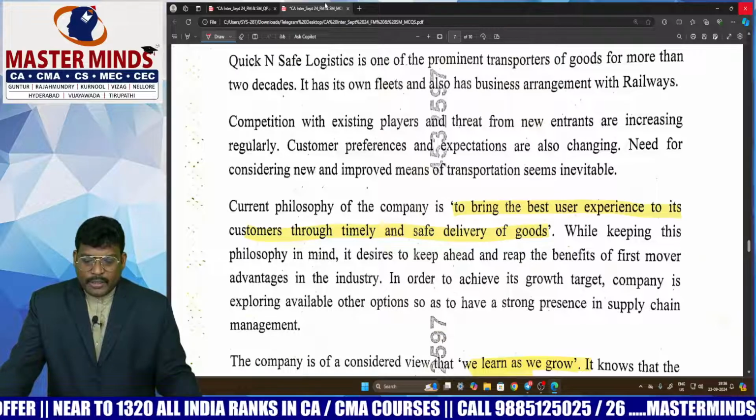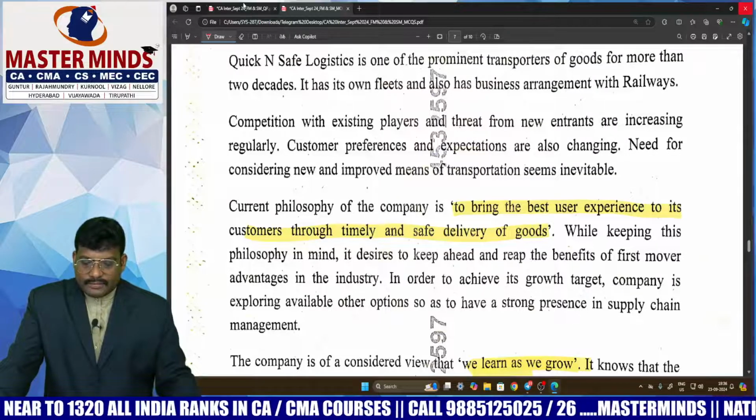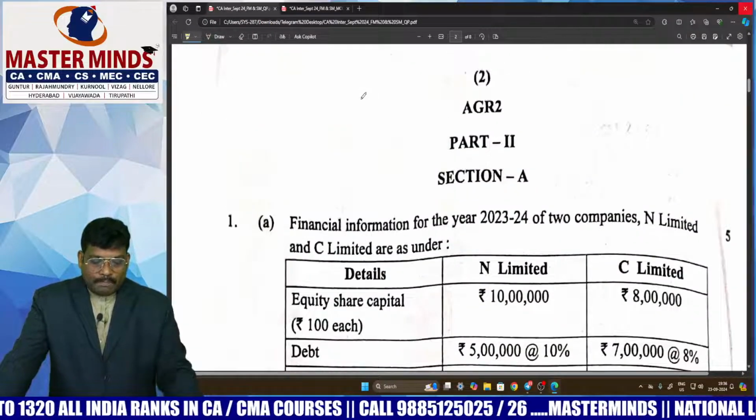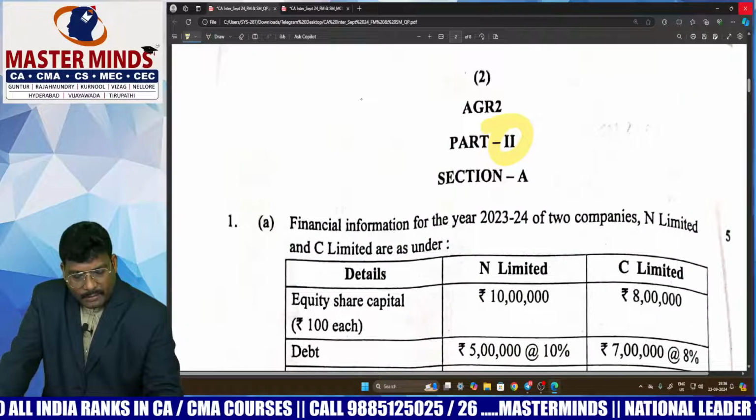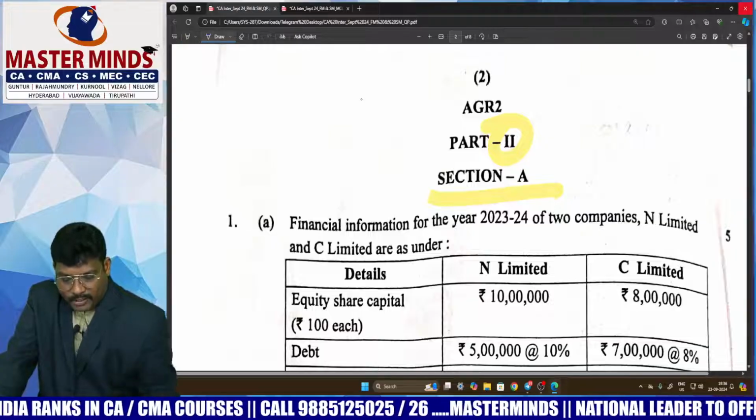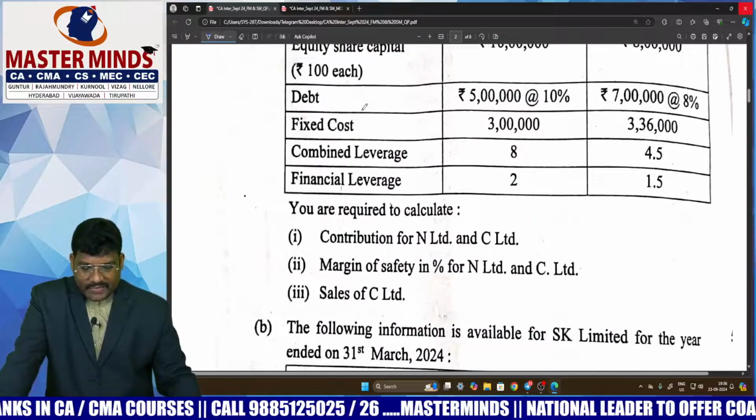Well, coming to part 2, here in part 2 we have a Section A compulsory question. This question they asked from leverages.